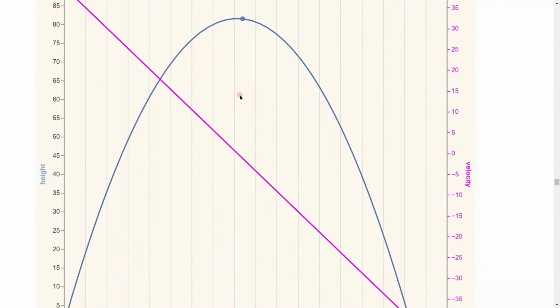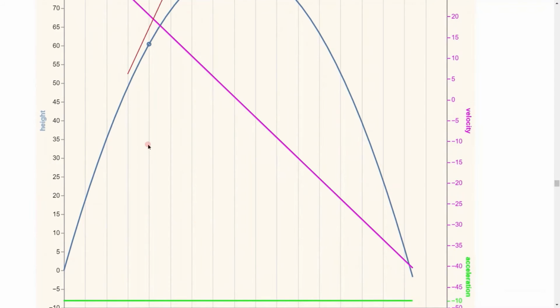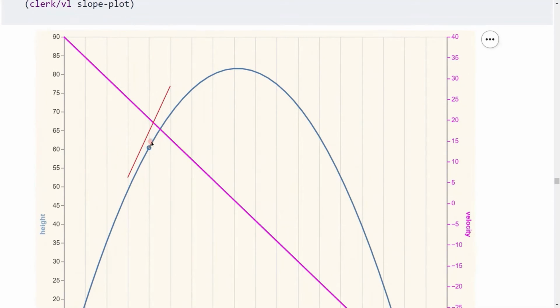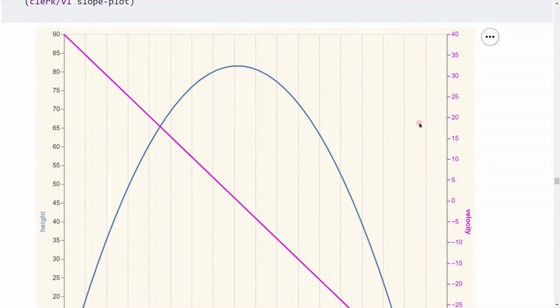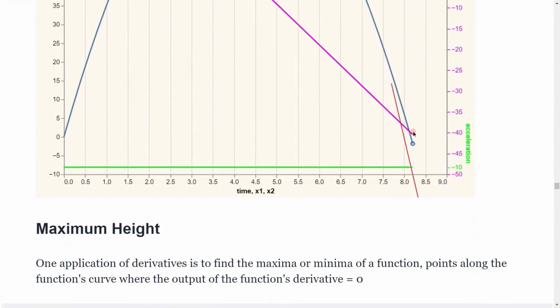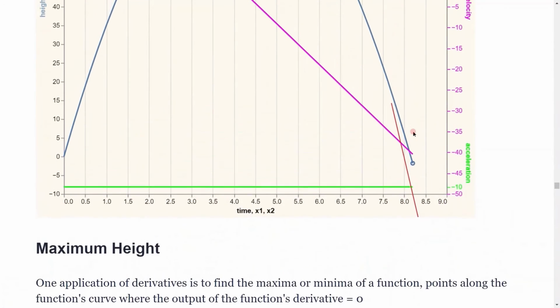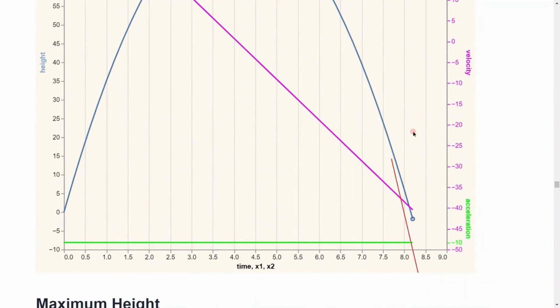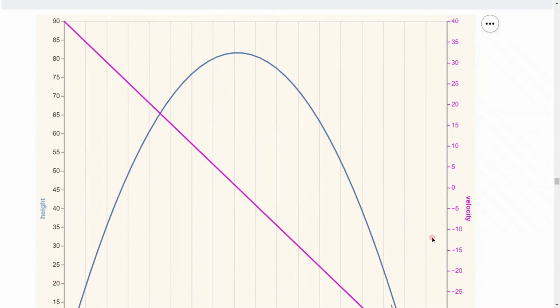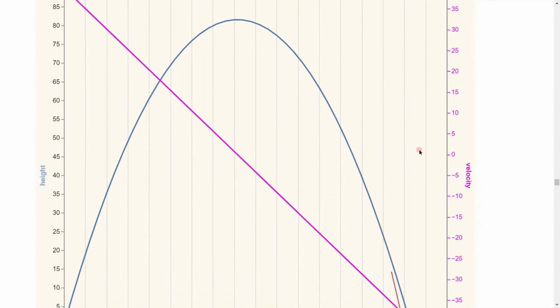We can see the height in blue. The blue line is the height, and then the purple line is velocity. The scale for the purple line is on the right. And finally below we have the green line, which is acceleration. It's flat and it's minus 9.81.